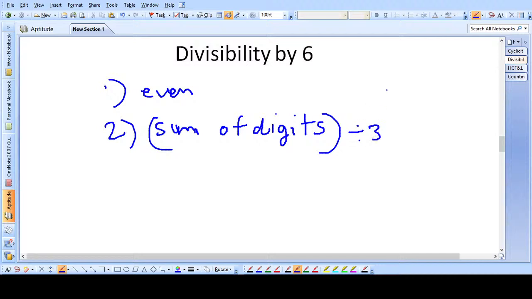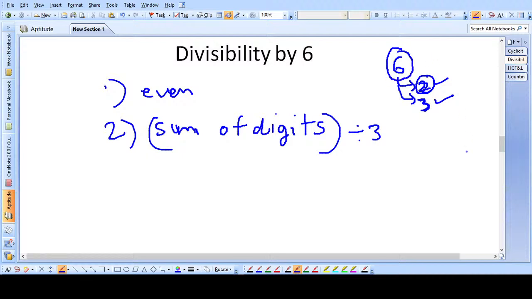Let me help you with this. 6 is made of 2 and 3. Just for remembering I am telling this: it should have the properties of 2 as well as of 3. So 2 means the number should be even, and for 3, which I missed in this video, sorry, I said it a little wrong, the sum of the digits should be divisible by 3. Hence both properties are there for 6.